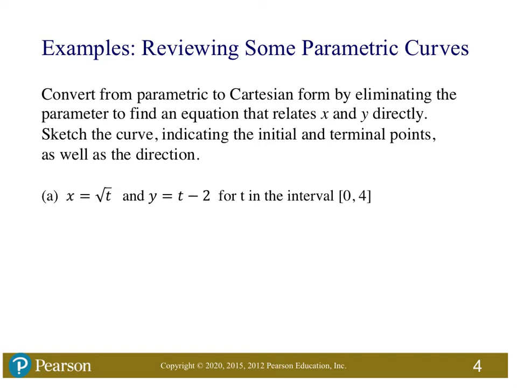So, for example, if we're given this parametric equation where x is the square root of t and y is t minus 2, how could we put that into Cartesian form, and then what would the graph of that look like? So the way you want to do that is you want to isolate t in this x equation. And so rather than x equals the square root of t, we would say x squared equals t. And then we would replace that. And so y is going to equal x squared minus 2.